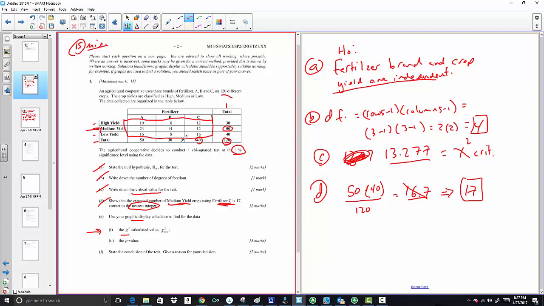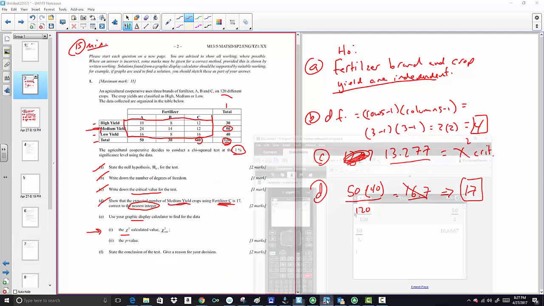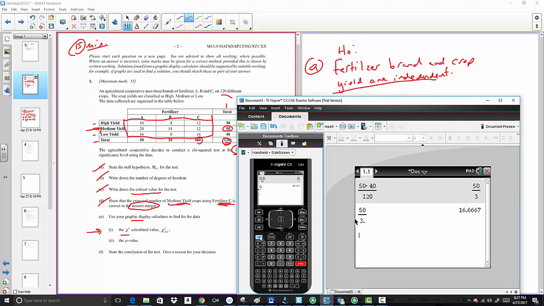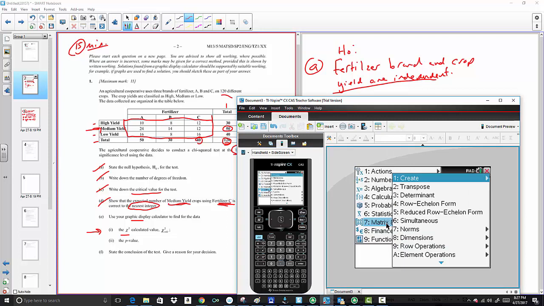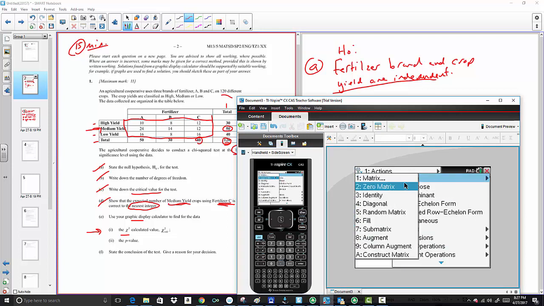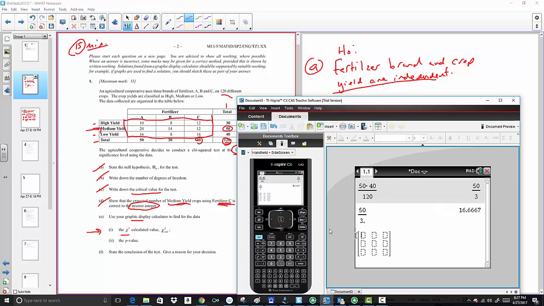So to do this, we're actually going to use this contingency table. We're going to have to plug it into a matrix, into our calculator. So let's go ahead and do that really quick. Let's go to menu, matrix and vector. We're going to create a matrix, and we need a 3 by 3. So I'm going to create a 3 by 3 matrix to fit the contingency table. We'll just type in these values from the contingency table, which is 10 and 8 and 12.